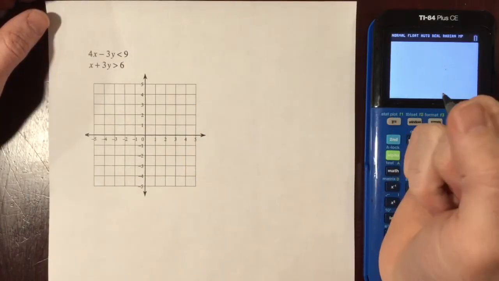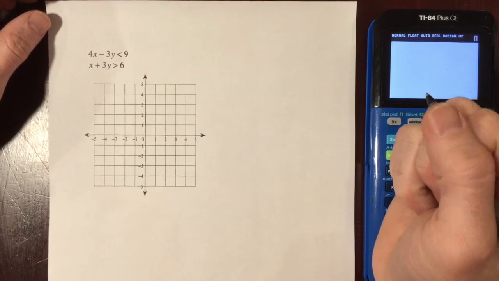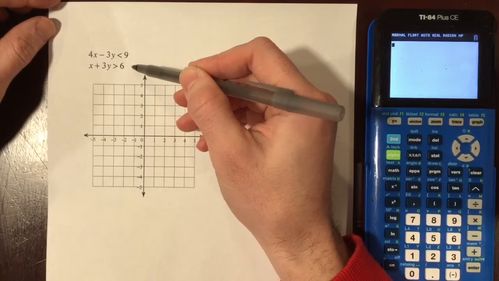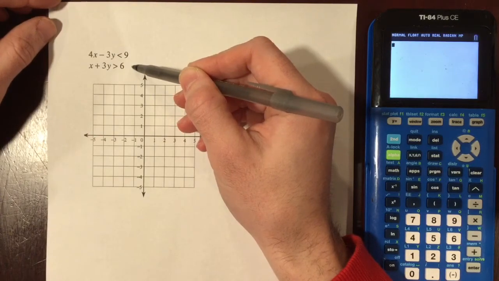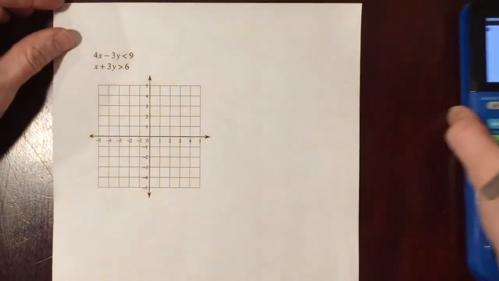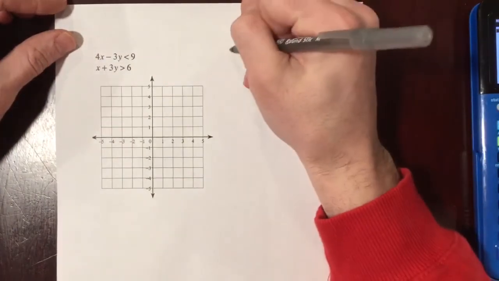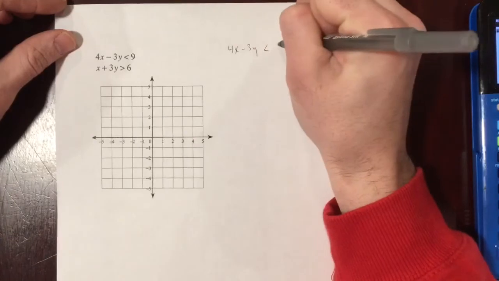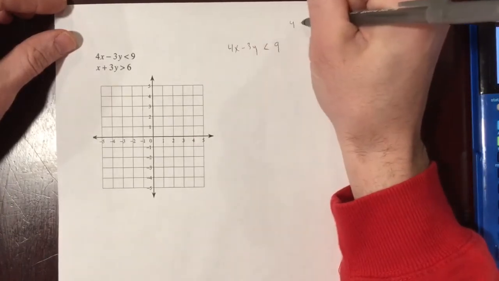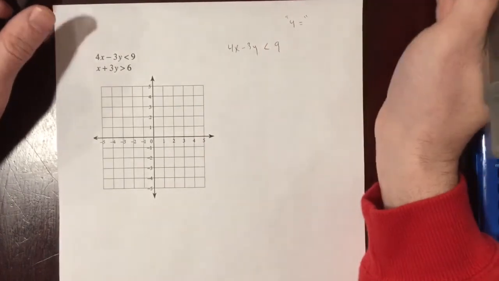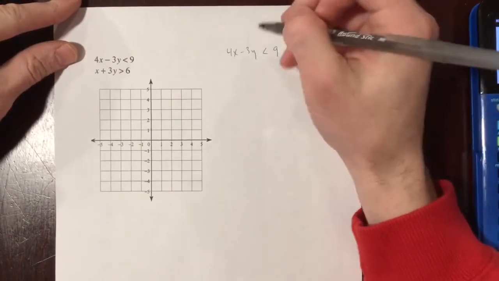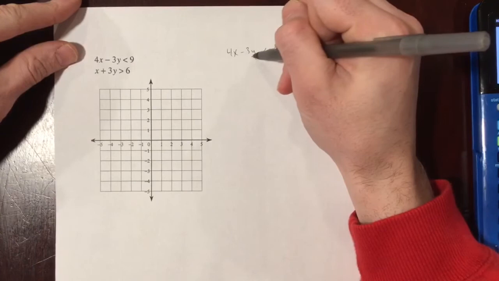Today we're going to look at a system of linear inequalities here. So if you notice my example here, 4x minus 3y is less than 9, and x plus 3y is greater than 6. Things to consider first, I want to make sure my inequality is in y equals form. Okay, y equals form, mx plus b, y by itself. So my first example is not. So I need to get y by itself in order to be able to graph this.